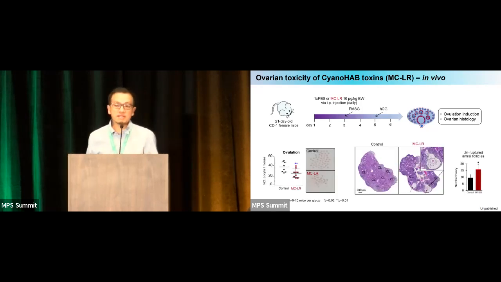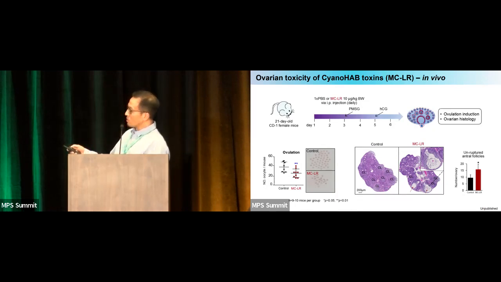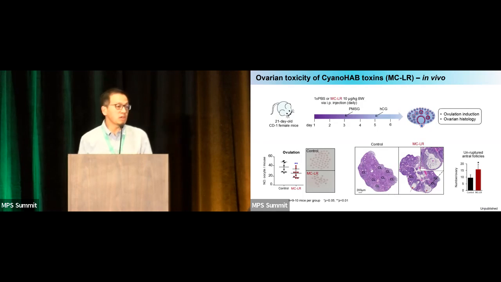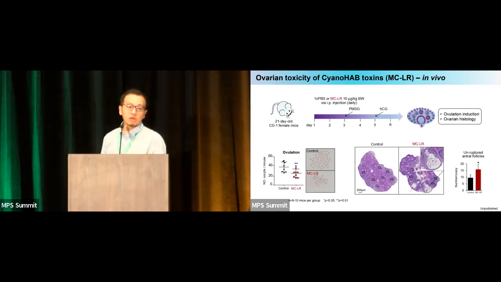We did consistently see that the microcystin-treated mice have fewer ovulated eggs in the fallopian tube. And if we collect the ovary for histology, the data also show that we can see a lot more unruptured or unovulated follicles in the microcystin-treated group. And these results are consistent with what we have found using the in vitro or the mini ovary model.